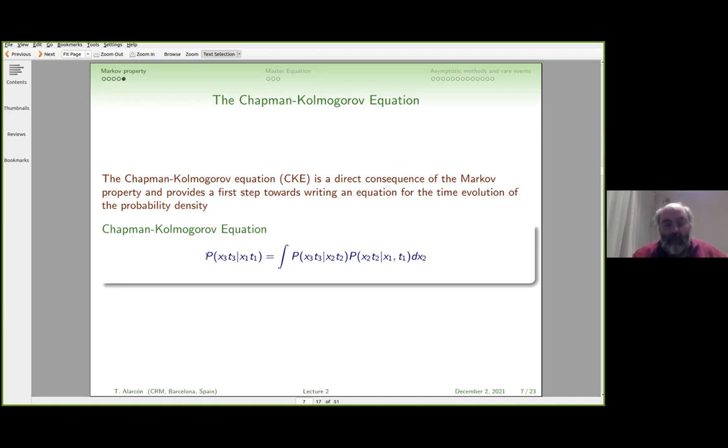The Chapman-Kolmogorov equation states that the conditional probability of going from x1 at time t1 to x3 at time t3 can be obtained as the integral of these two transition probabilities, where we integrate over all the intermediate states. We know that we are departing from x1, and we want to arrive at x3, and then we calculate the probabilities of all the possible intermediate states. Then we integrate over all of these intermediate states, and that gives us the global transition probability. Is that clear? Yes, yes.